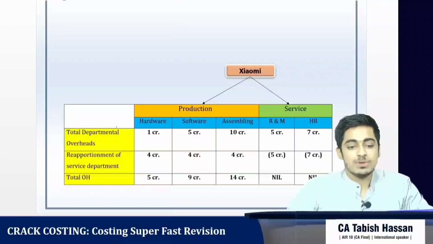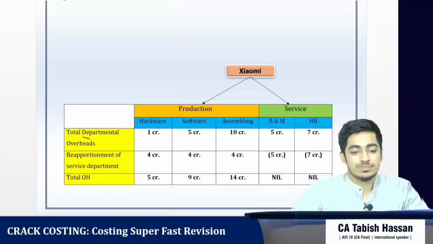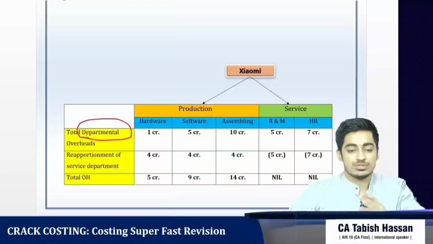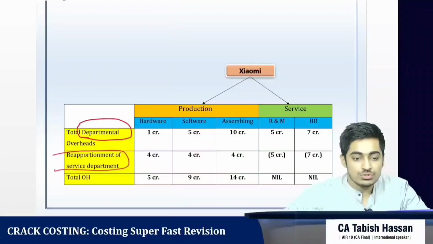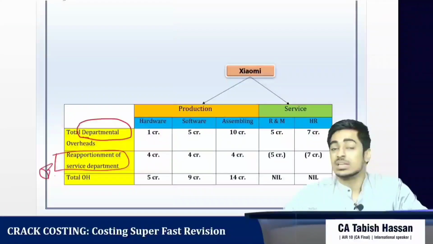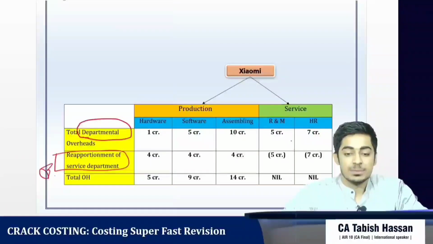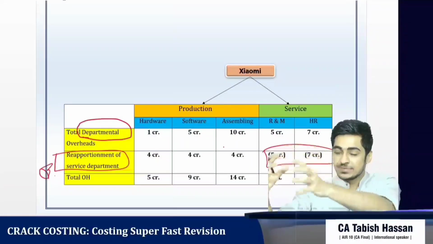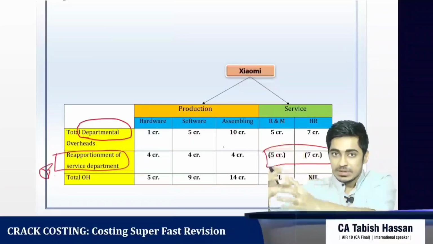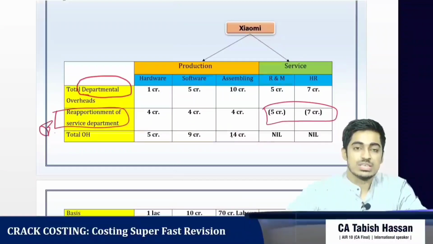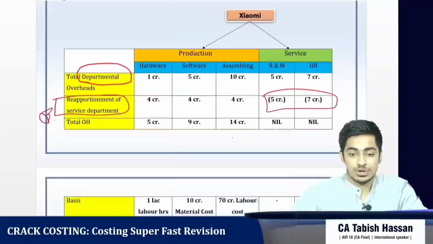Say for example, we have the total departmental overheads distributed as 1 crore, 5 crore, 10 crore, and so on. We should also do the reapportionment of service department overheads. Why it is done, how it is done, we'll discuss it later. But what it does is, it nullifies the entire overheads incurred in service department and transfers that overhead from service department to the production department. Based on this, we get the total overheads for the production department.